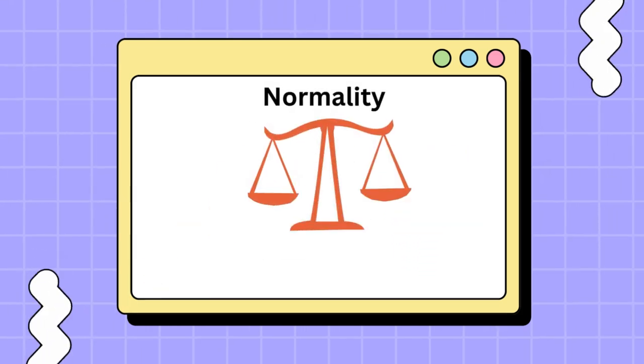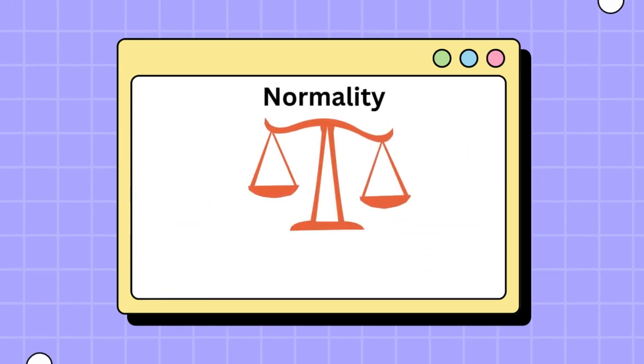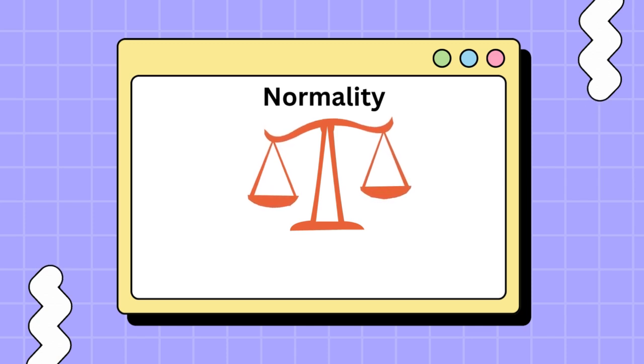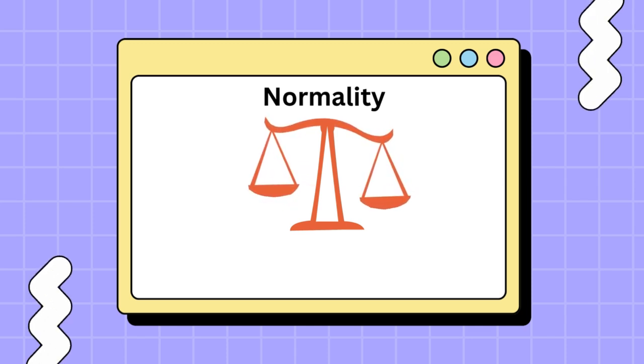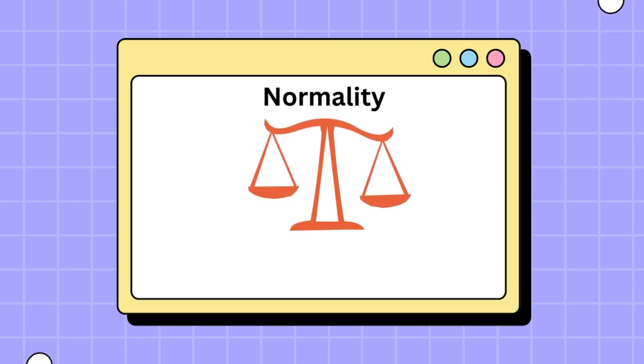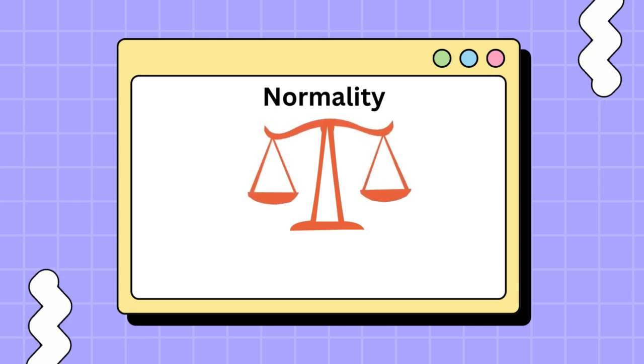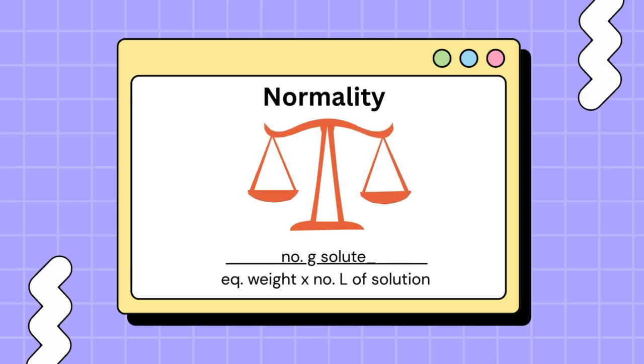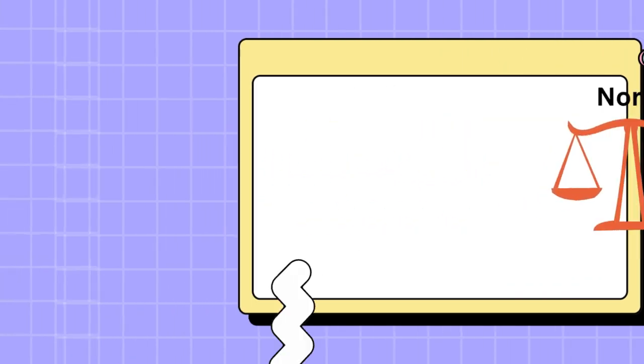Finally, we consider normality, a concentration unit that takes into account the chemical reactivity of the solute. Normality measures the number of gram equivalents of solute per liter of solution. The formula is normality, N, equals grams of solute divided by equivalent weight times liters of solution.